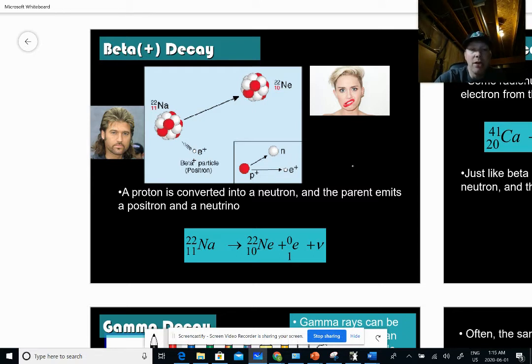What happened here for beta positive is we had a proton, which has a 1 and a 1 charge here. It's decaying into a neutron. So if we draw our positron, which is 0 and +1, in order for these to balance, we'd have to have a 1 on the top there and a 0 on the bottom, which we know is a neutron. So it's the opposite of beta negative, where we had a neutron becoming a proton and electron. Here in beta positive, we have a proton decaying into a positron and a neutron, and also a neutrino.